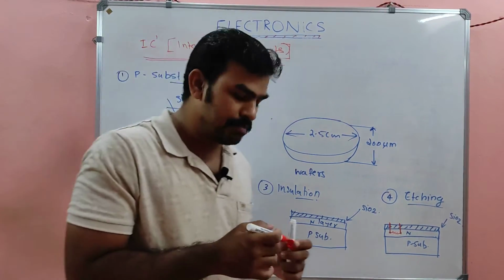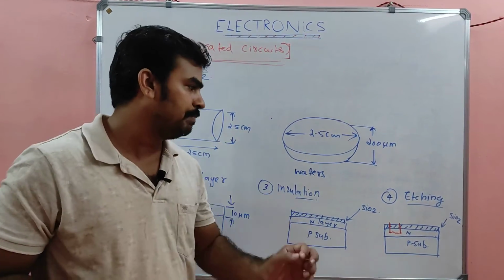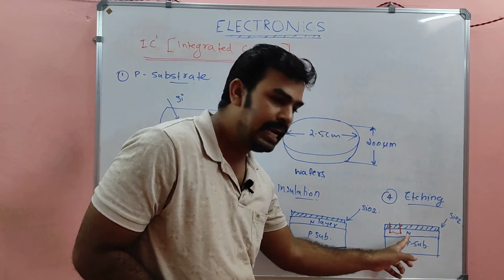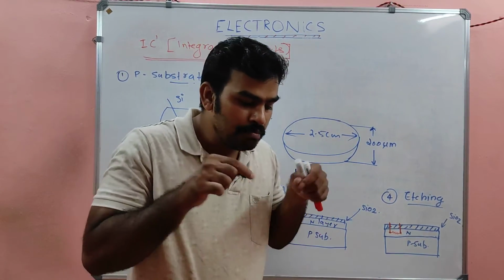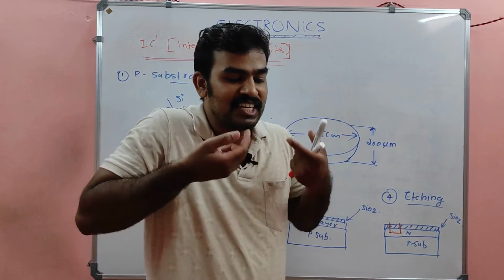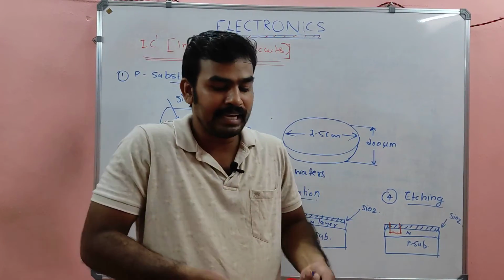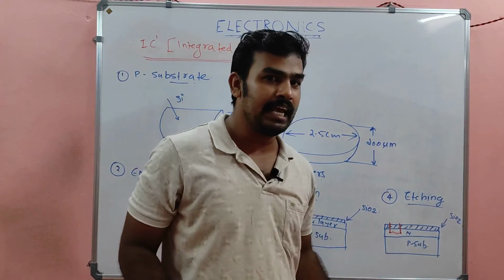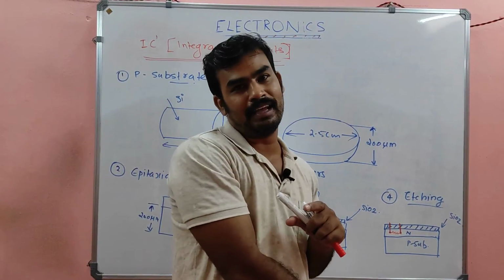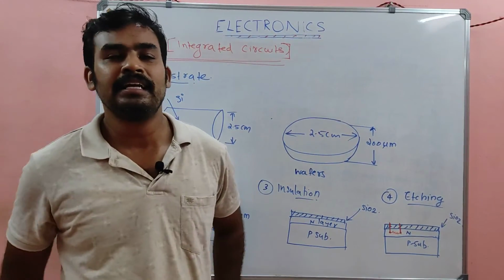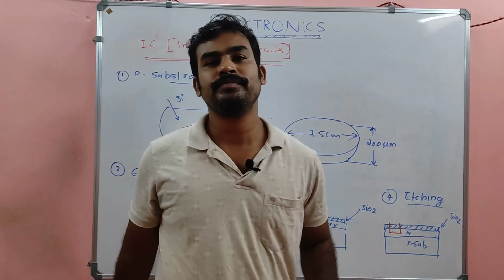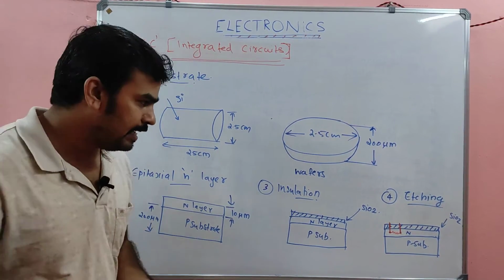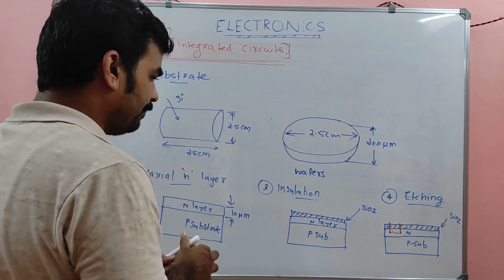Etching is a very important step in the production of an IC. We have to expose this N layer so that we can make components and external connections. We have to make external leads, so we drill a particular portion in the N layer, and that also through the SiO2 layer. That is called the etching process. Okay, is it clear?